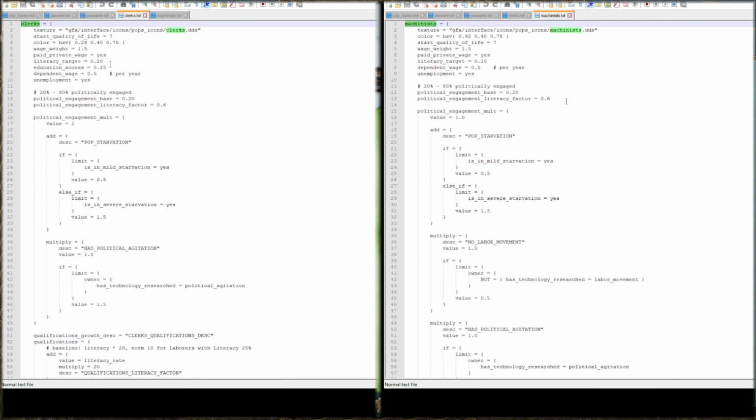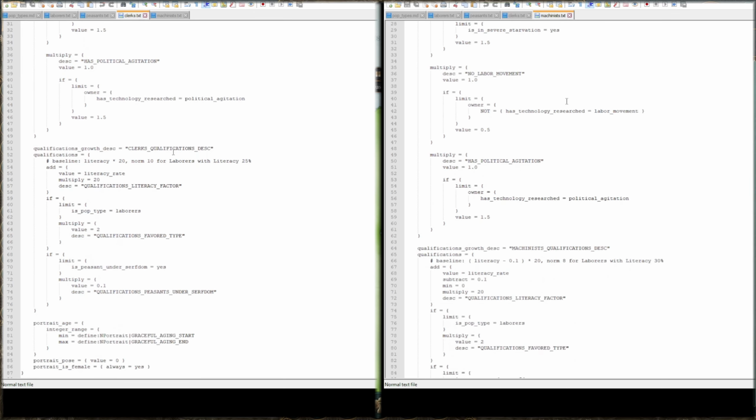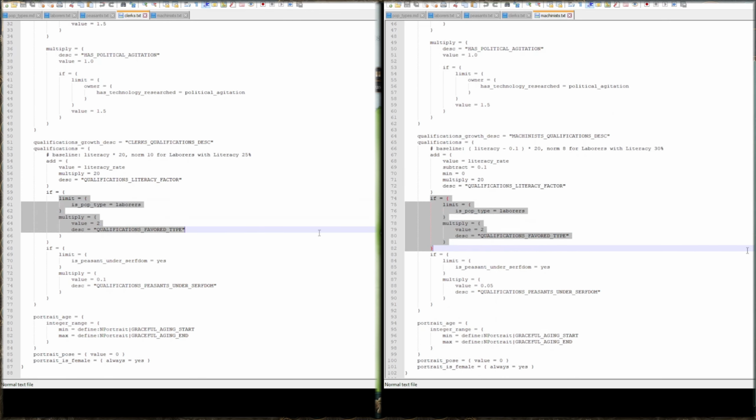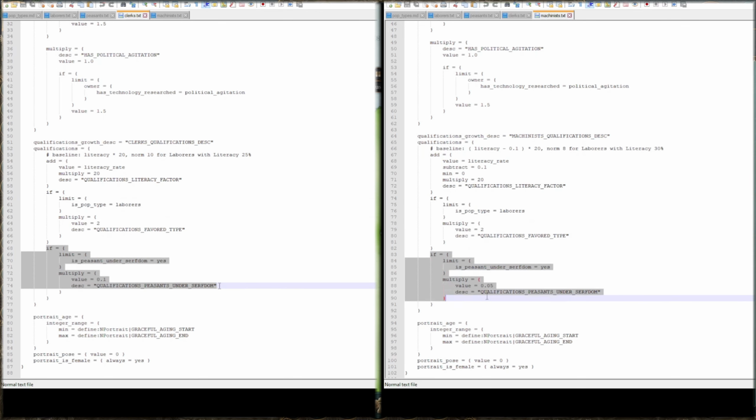These are the game files for clerks and machinists. You get qualifications for clerks solely based on literacy, while pops need at least 10% literacy to become machinists. As we saw, even without schools, both laborers and peasants can get qualifications for both jobs. But laborers have an advantage. They get an extra multiplier for both jobs. And if you have serfdom, peasants get a big debuff for qualifications.